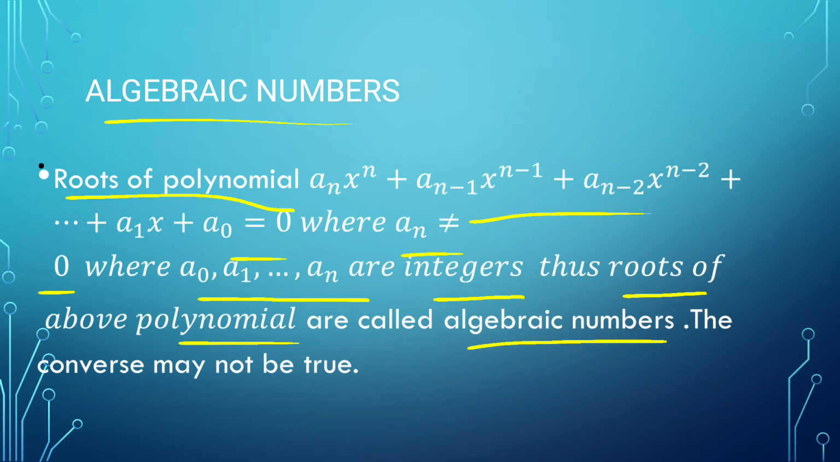They are algebraic numbers. Remember what we are saying: these coefficients are integers, and the roots of the polynomial give us what we call algebraic numbers. But remember that not all algebraic numbers are integers. So that's the reason we are saying the converse is not true.